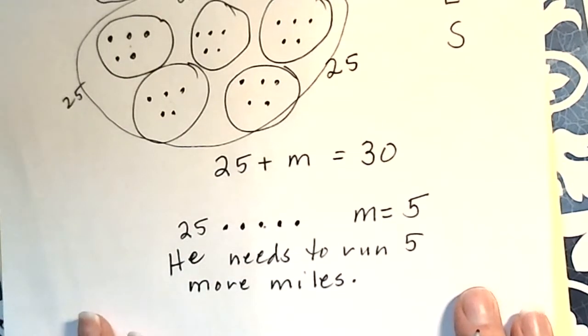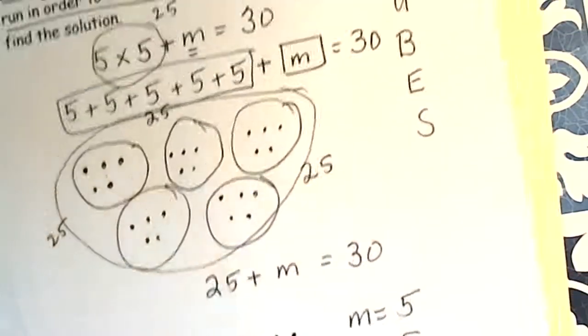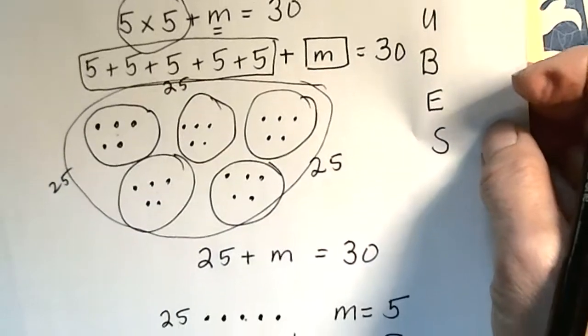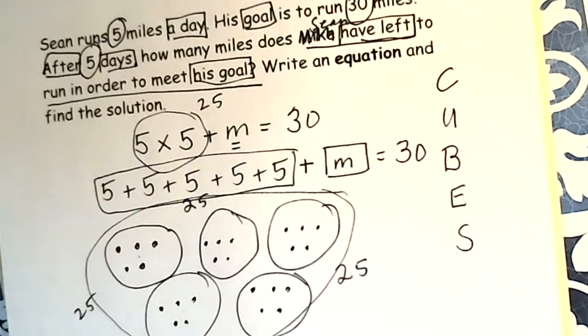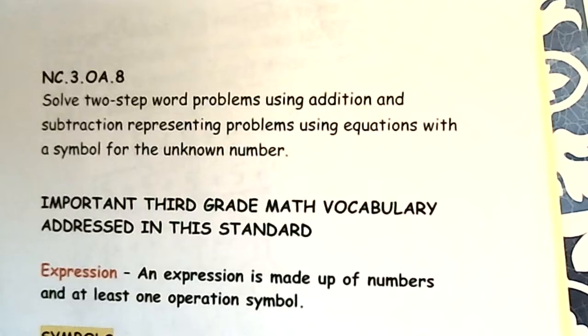Okay, so we've covered expressions, equations, symbols, and we reviewed CUBES. So those are some things that you need to know for the standard of operations in algebraic thinking in grade 3.